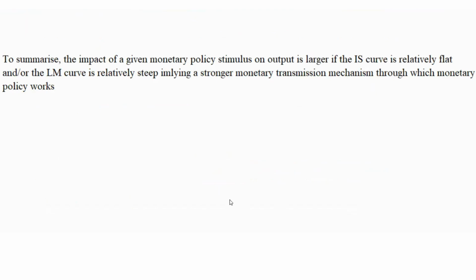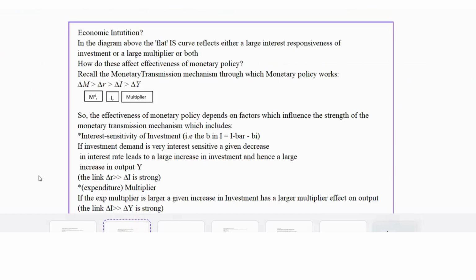A key thing to remember here is that whenever we want to discuss the effectiveness of monetary policy, yes, it depends upon the slope of the IS and LM curves, which in turn depends upon different parameters. And when you're trying to explain the economic intuition behind them, you're trying to look at how these parameters affect the strength of the monetary transmission mechanism through which monetary policy works. And for this, keep in mind this mechanism: money supply changes, interest rate changes, that changes investment, which changes demand. What influences this link between change in money supply and change in interest rate is the interest responsiveness of money demand. What influences this link, change in interest rate to change in investment, is the interest responsiveness of investment. What influences this link, change in investment and change in output, is the multiplier.